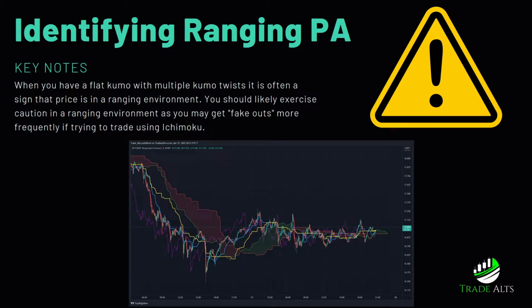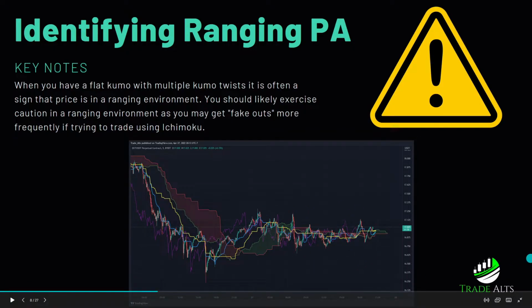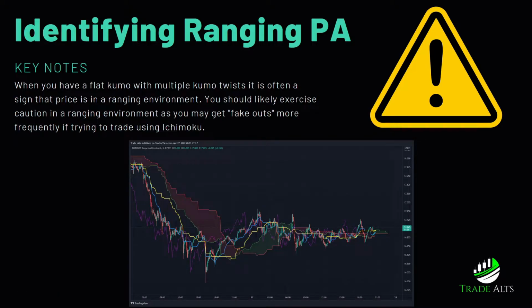So, some important stuff. When you have a flat Kumo with multiple Kumo twists, what I mean by flat Kumo is you see here how things flatten out and basically go sideways. I'm going to show you the actual chart of this. But when you have a flat Kumo and it twists and turns multiple times going sideways, that is a sign that price has entered into a ranging environment.